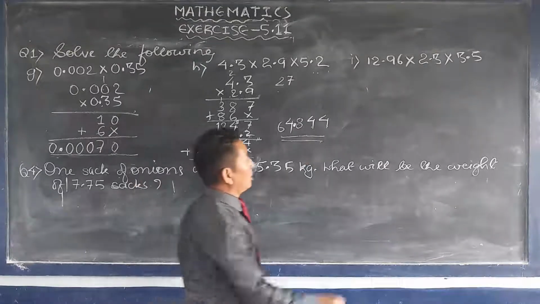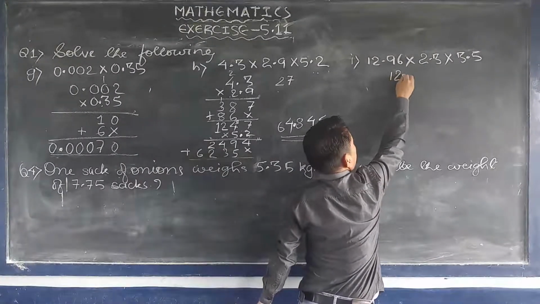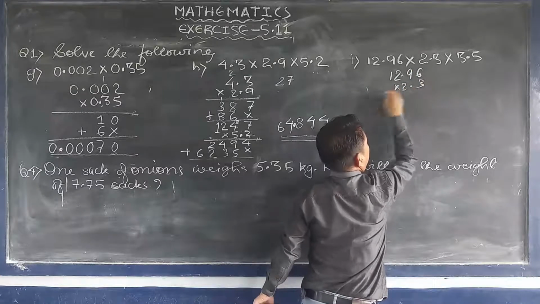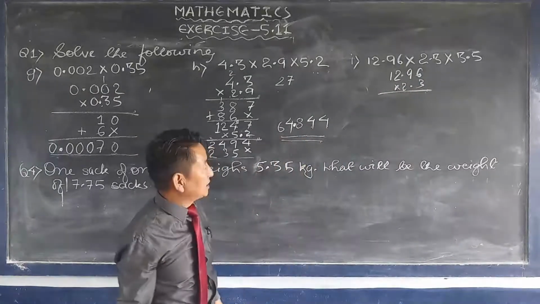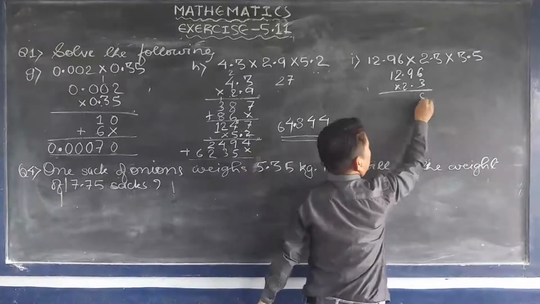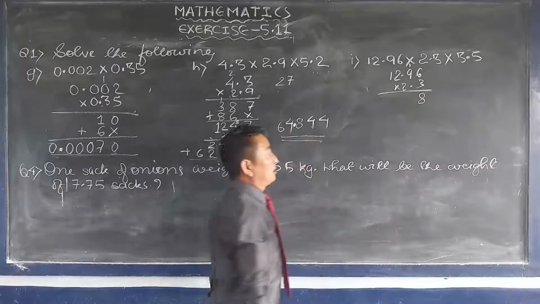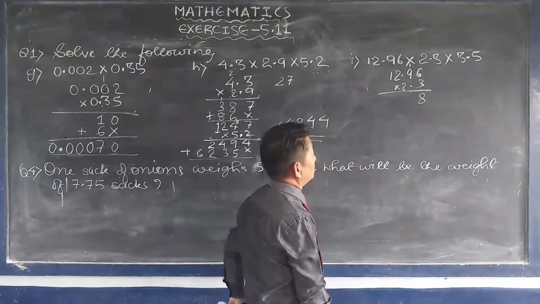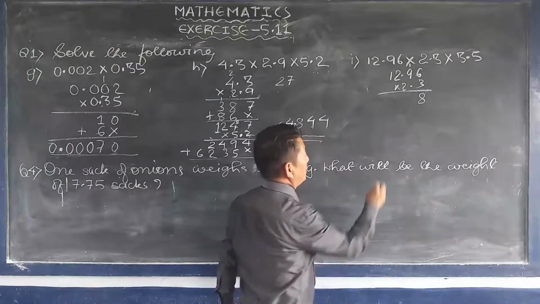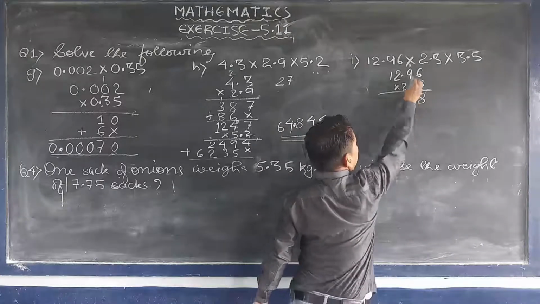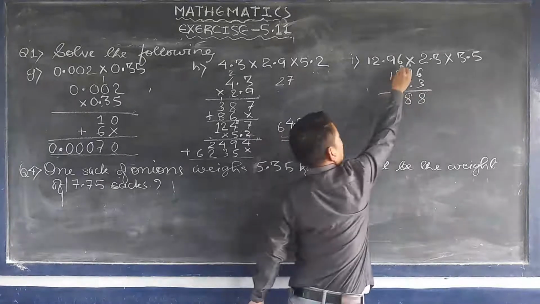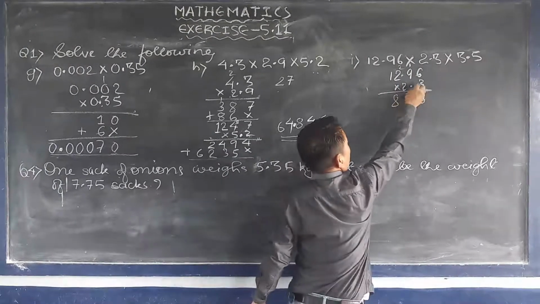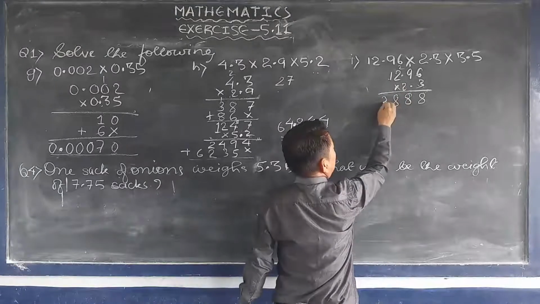Next, 12.96 is multiplied by 2.3. First 3 6s are 18. 8. 1 carry on here. 3 9s are 27. 27 plus 1, 28. 8 will write here straight. 2 carry on here. 3 2s are 6, 7, 8. Then 3 1s are 3.